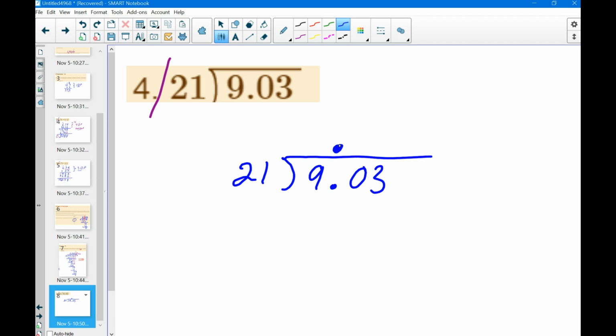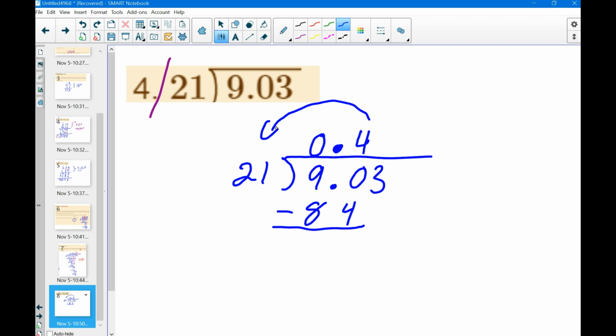Can 21 divide into 9? Oh no. No way. Forget it. Not going to happen. Can 21 divide into 90? No. You try 5 times, it's going to be too large. But it can go under 4 times. And 4 times 21. Everyone see where this number is coming from? The 84. Everyone see where the number is coming from? It's 4 times the number in front, right?